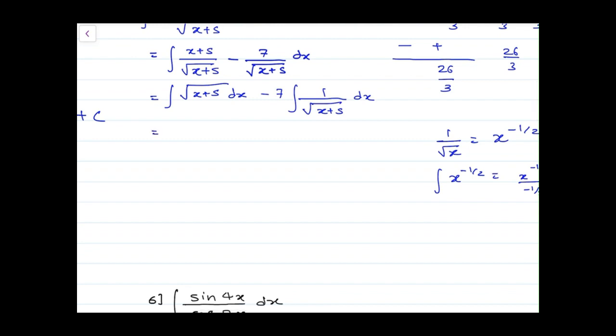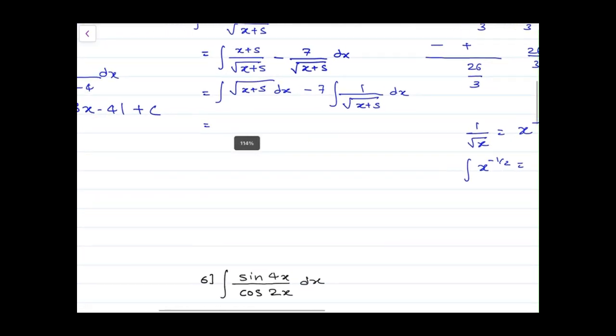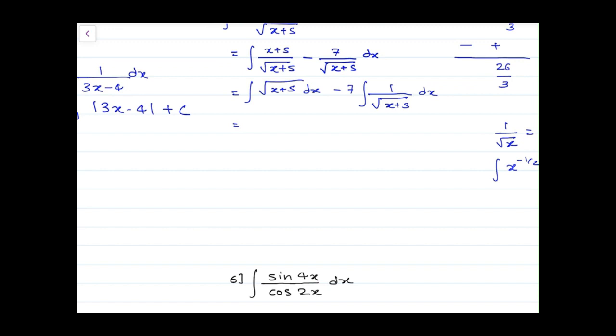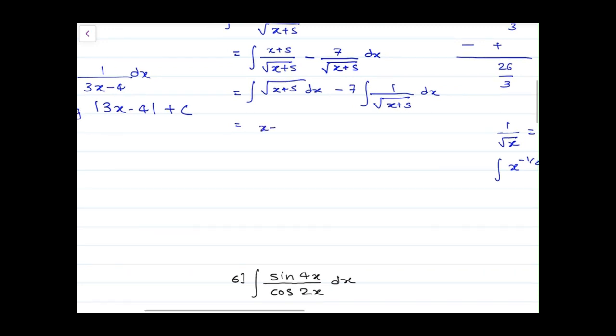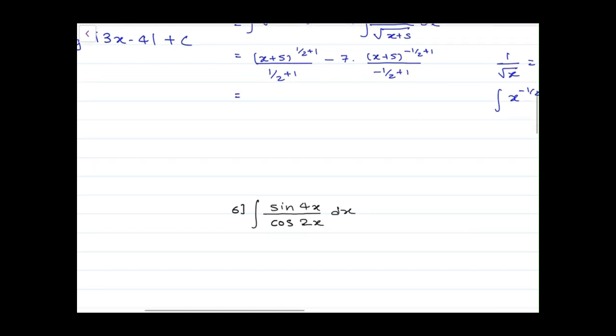So what we will get here, x plus 5 raised to 1 by 2 plus 1 divided by 1 by 2 plus 1, minus 7 times x plus 5 raised to minus half plus 1 divided by minus half plus 1. Okay, I could use the same formula, but I'll write all the steps so that it would be easy to understand.